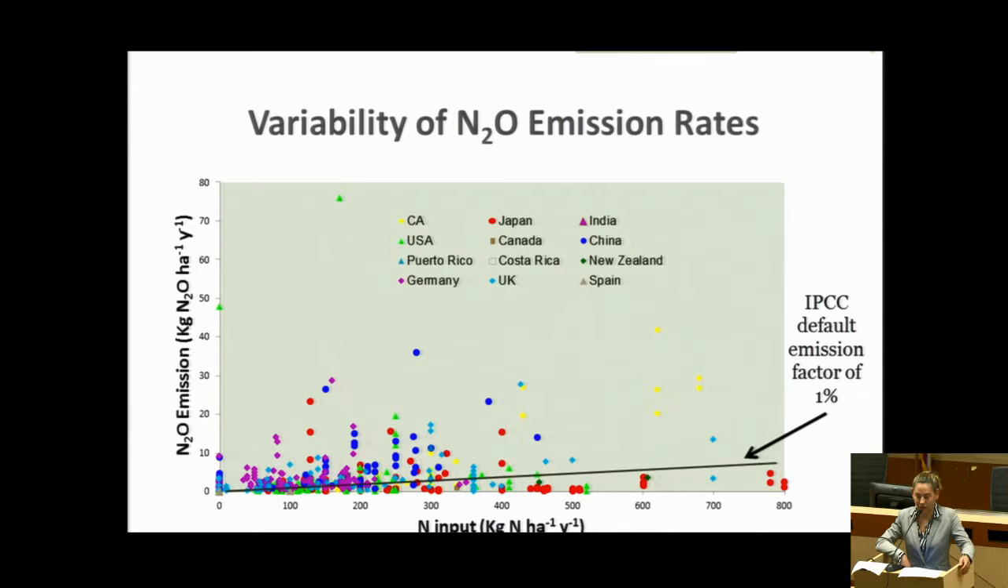The line that you see is the IPCC default emission factor of 1%. And this is what we use in the California emissions inventory. The yellow symbols are California data. So the high emission rates that you see around 600 are from Santa Barbara vegetable plots, and the lower emission rates around 300 are from Yolo County from uncropped plots. The emission rates there range from 0.3 to 3%, whereas the higher emission rates were 10 to 30% of nitrogen application.